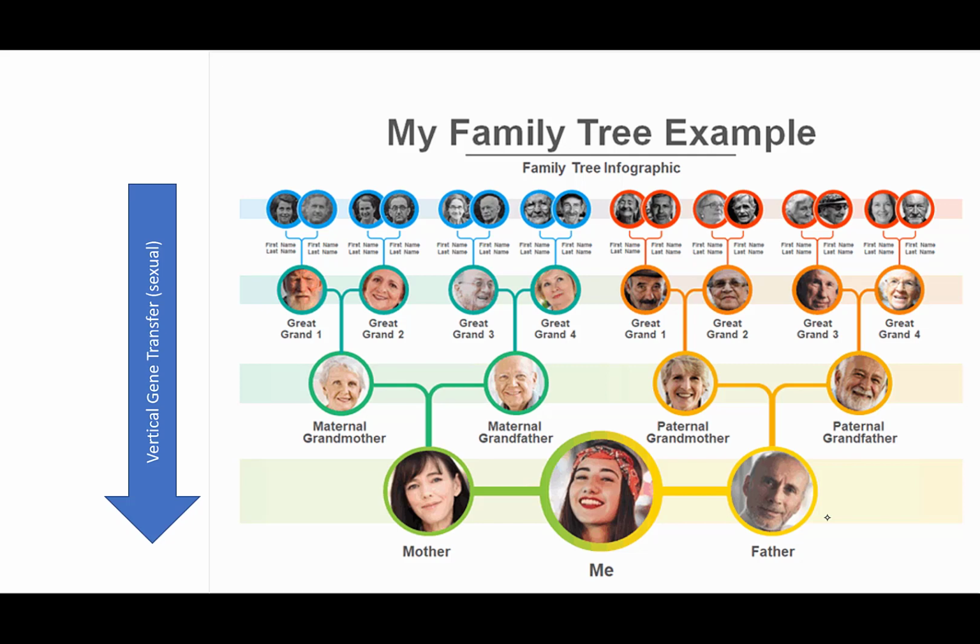It can be seen as a vertical gene transfer when we set up a genealogy tree where we have the ancestors on the top and the current offspring at the bottom. So we're going to go from top to bottom in this case. We can always reverse it, go bottom up, but we're going to go from top to bottom.